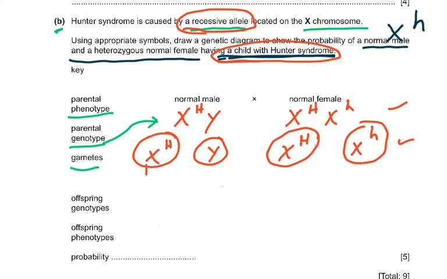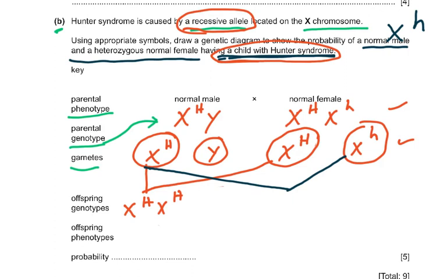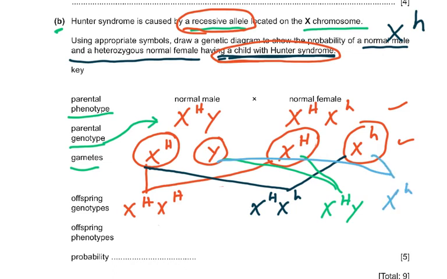Then the offspring genotype. So if this sperm fertilizes this ovum, we have an X big H, X big H. But then if we have this fertilizing this, then we have an X big H and X small h. Or if we have this, it would be X big H. We always write that first and then we write the Y. Or if it is this, then it's going to be X small h and a Y. Now, so this would be one line, one mark, second mark, and now this is going to be the third mark. So the third mark is for that.